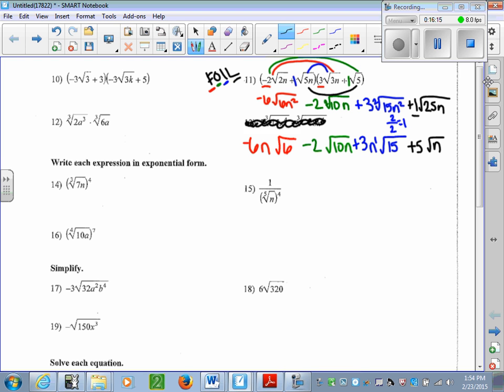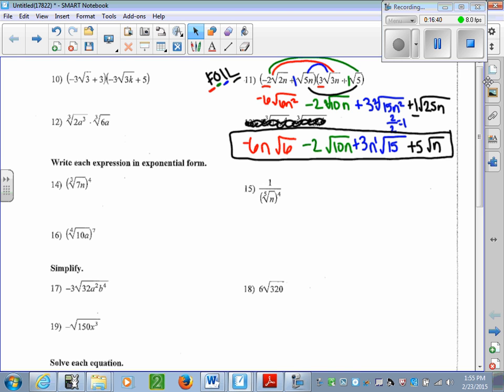So let's see, do any of these have the same radicand or the same index? I don't see any that do. So since they don't, this is fully simplified. There's nothing I can combine because I can't simplify any of these radicals any further. They're all fully simplified. And their radicands don't match. So that's my answer. Okay?